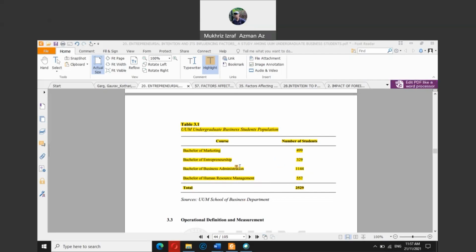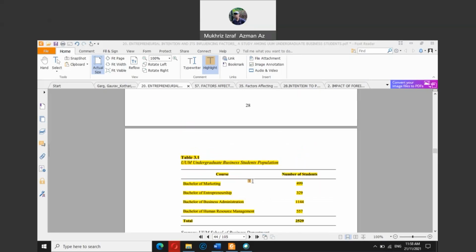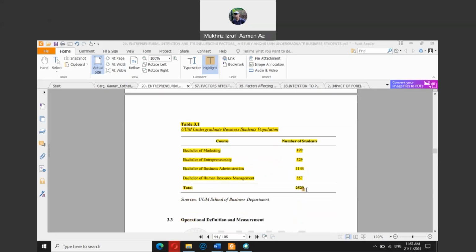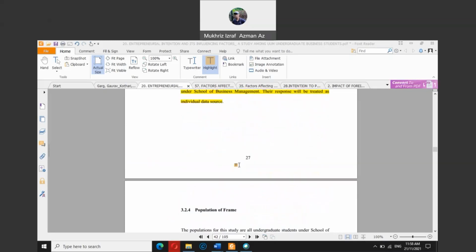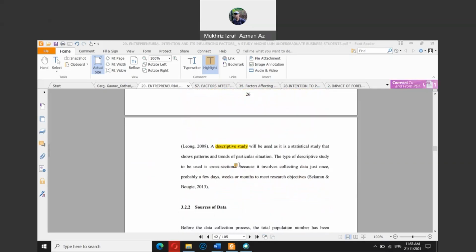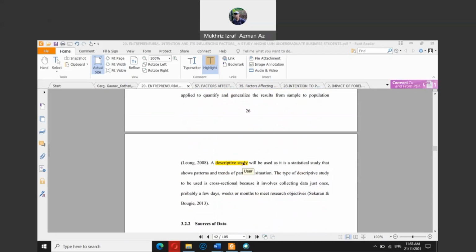Okay, so this is one thing that you need to understand. Of course, the numbers, for example, this thesis was written maybe several years ago, and these numbers are only correct when the information was retrieved. And of course, the number of students changes every semester or every year. So this is one part that you need to understand whenever you conduct your thesis, conduct your project.